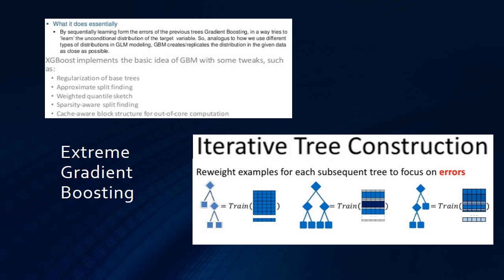Extreme gradient boosting, however, is a different tree-based method based on gradient boosting where trees are constructed iteratively and the examples are reweighted for each subsequent tree that focuses on reducing error. Extreme gradient boosting is a more exotic algorithm than gradient boosting, as it has additional elements that help mitigate against overfitting, such as regularization of base trees, approximate split finding, etc.